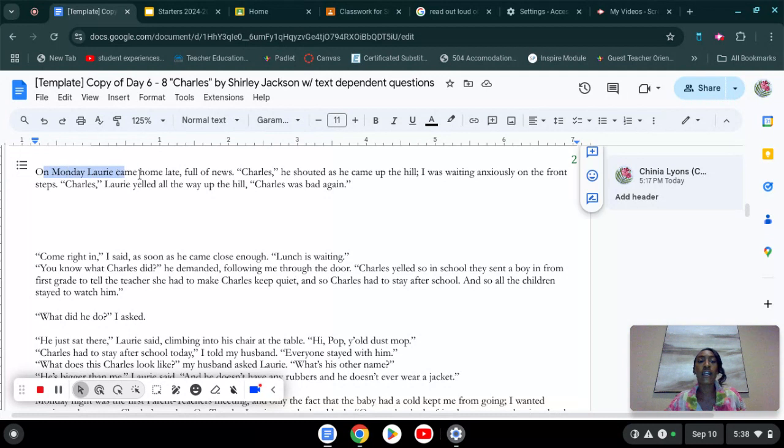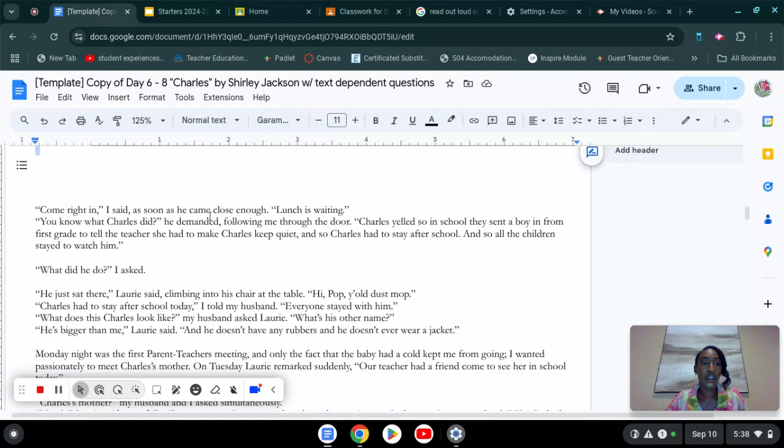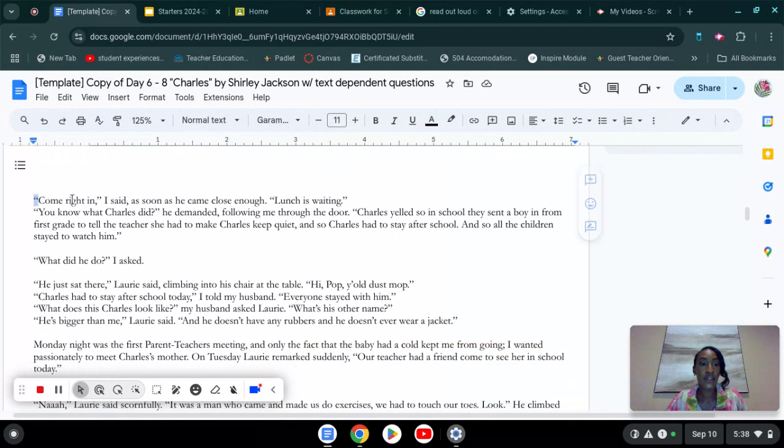On Monday, Laurie came home late, full of news. "Charles," he shouted as he came up the hill. I waited anxiously on the front steps. "Charles," Laurie yelled all the way up the hill. Charles was bad again. "Come right in," I said, as soon as he came close enough. "Lunch is waiting." "You know what Charles did?" he demanded, following me through the door.